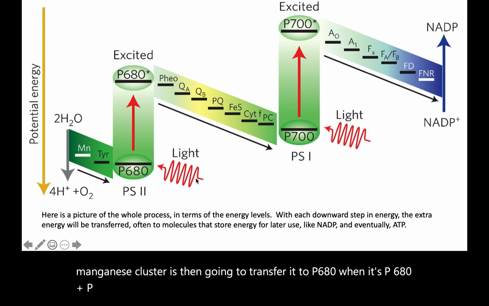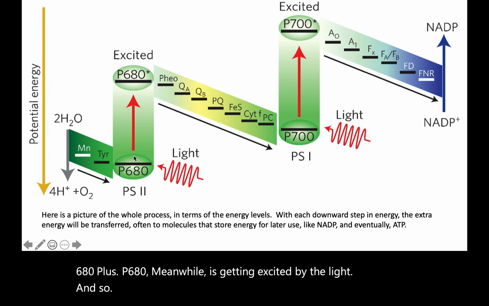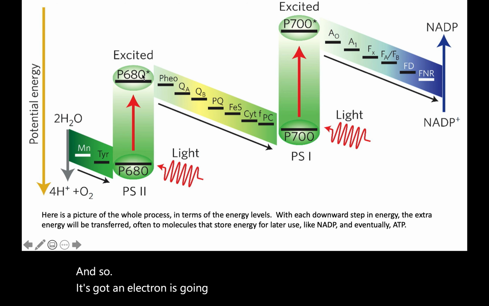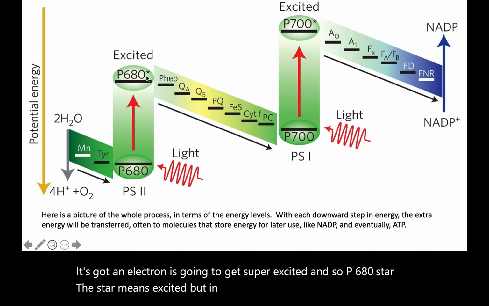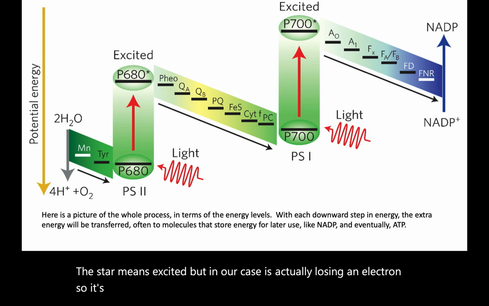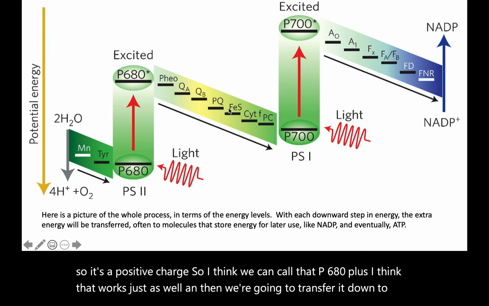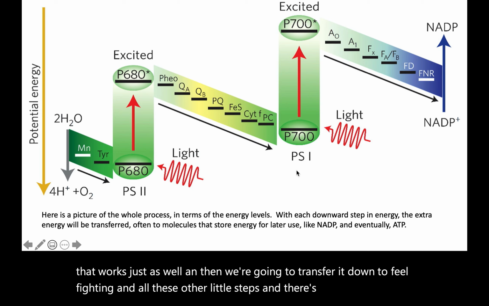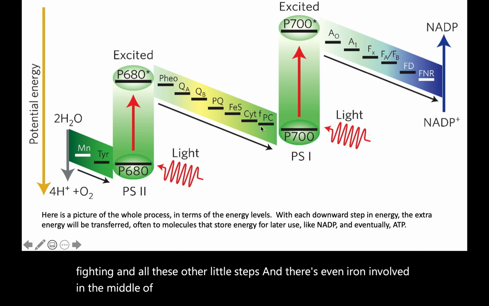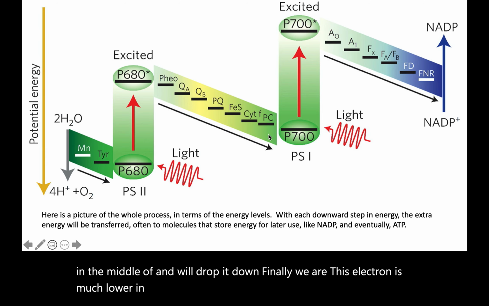P680, meanwhile, is getting excited by the light, and so it's got an electron that's going to get super excited, and so P680 star, the star means excited, but in our case, it's actually losing an electron, so it's a positive charge. So I think we can call that P680 plus. I think that works just as well. And then we're going to transfer it down to pheophytin and all these other little steps. And there's even iron involved in the middle of that. And we'll drop it down. Finally, this electron is much lower in energy level. Started out up here, now it's down here.